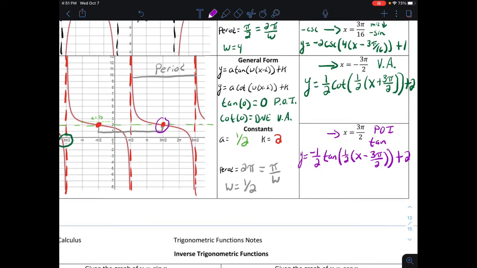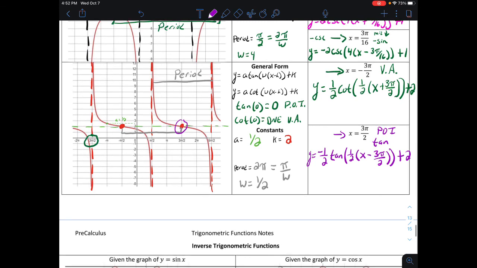So there are two equations using two different functions based on that one graph. One with tangent, one with cotangent.